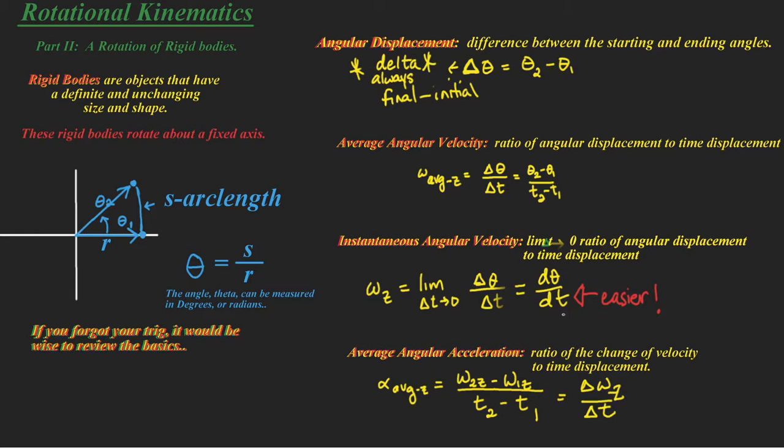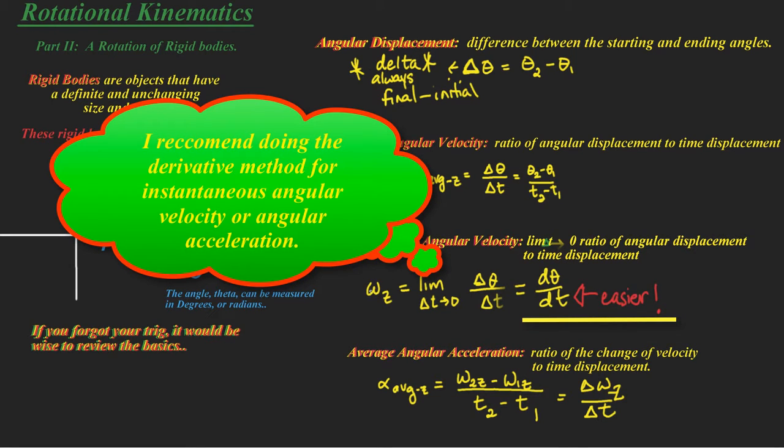Now, the derivative version of this is much easier. If you're given a theta equation and you take the derivative of it, then you can get the instantaneous angular velocity. All right? And most of the times when I'm solving a problem, I will do the derivative, whether it's instantaneous angular velocity or the same principles arise for acceleration.